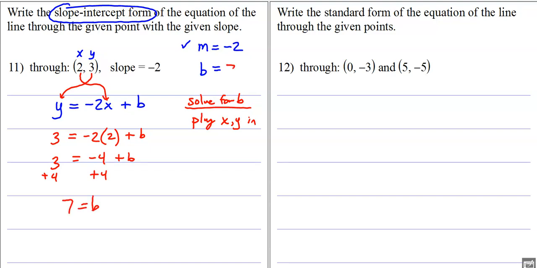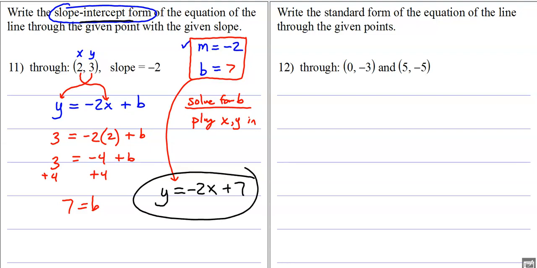So now I have all the ingredients I need. I should be able to write my own final equation in slope-intercept form. Y equals mx plus b. If you wanted to check it to see if it works, you could go on Desmos.com, or you could graph it by hand and just make sure that it does go through this point and it does have that slope.